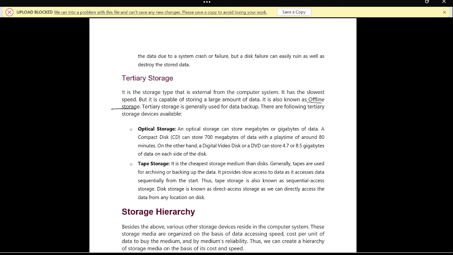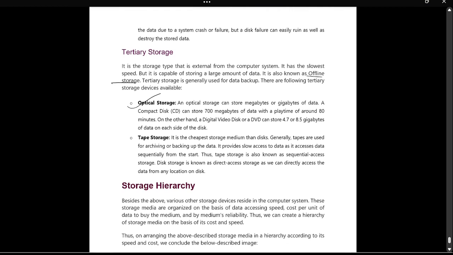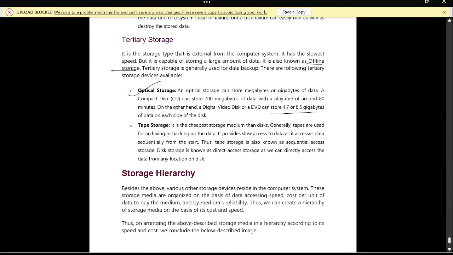Tertiary storage is generally used for data backup. We use tertiary storage only to back up the data, and there is a different set of devices available in this storage. Coming to the examples, we have two. One is optical storage, the second one is tape storage. Optical storage is the optical discs you have, like CDs and DVDs. Once data has been written in them, we are not going to change it, and accessing speed is less compared to the secondary storages. How much data can you store in a DVD? That is 4.7 or 8.5 gigabytes according to the disc capacity. That is optical storage.